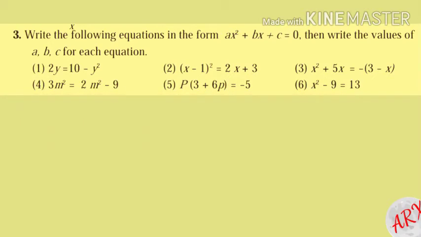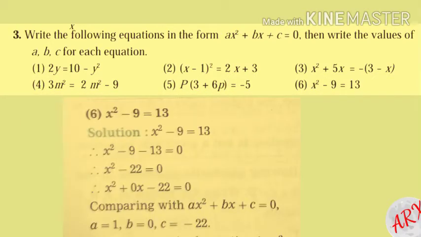Now question number 6. x square minus 9 equal to 13. So there is no term of x. Now after solving, we will get x square plus 0x minus 22 equal to 0. So value of a equal to 1, b equal to 0, c equal to minus 22.